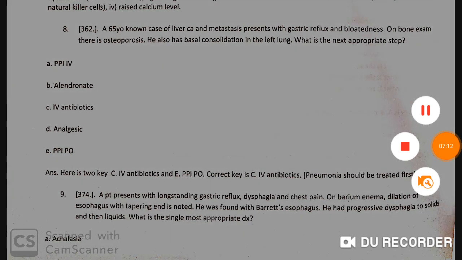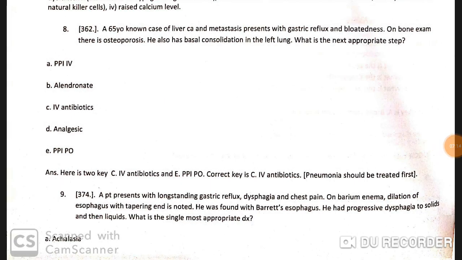A patient presents with long-standing gastric reflux, dysphagia, and chest pain. On barium study, dilatation of the esophagus with tapering is noted. He was found to have Barrett's esophagus. He had progressive dysphagia to solids and then liquids. What is the single most appropriate diagnosis here? This is a case of esophageal cancer.